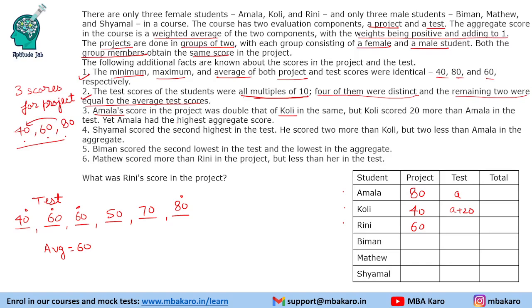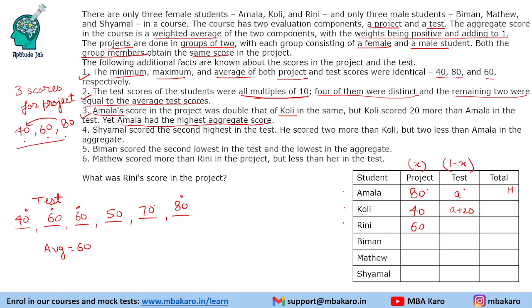Yet Amala had the highest aggregate score. So the total score is highest for Amala. So we cannot simply add these totals, right? What we need to do is multiply by some factor, let us say x, and the second factor will be 1 minus x, and that will give us the total value of project as well as test and the total. Now next is given to us is Shyamal scored the second highest in the test, right?